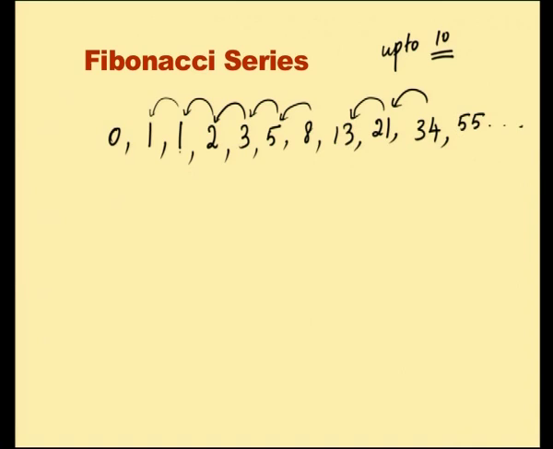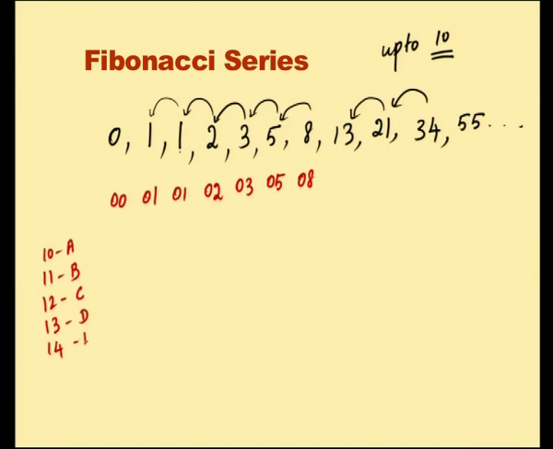This is microprocessor programming, which will accept only the 8085 format. Here I have given all the numbers in decimal, so I have to convert them into hexadecimal. So, here it will be 00, 01, 01, 02, 03, 05, 08, 13. How to read it? 10 is A, 11 is B, 12 is C, 13 is D, 14 is E, 15 is F.